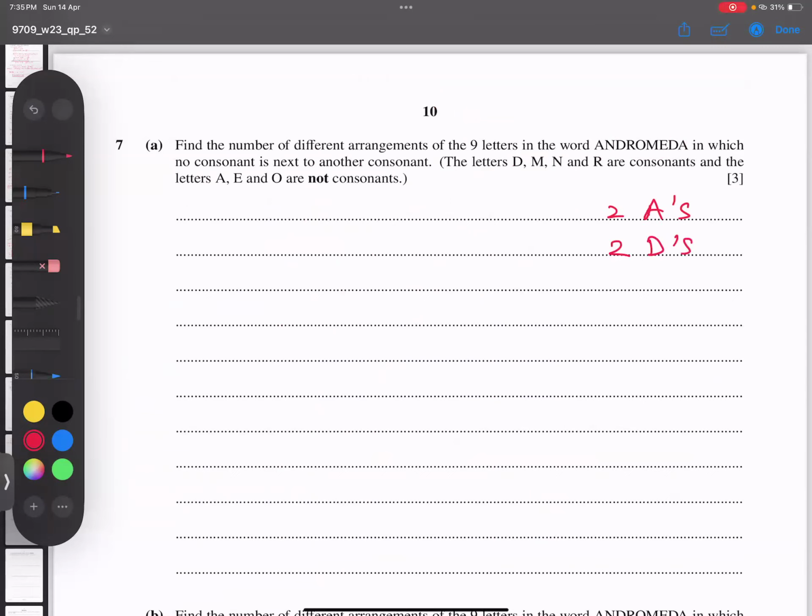Okay. One more thing. He says here in which no consonant is next to each other. Okay, consonant. What are consonants? Vowels are A, again A, O, E. So these are vowels. All right. So consonants are what? Consonants, if you see carefully, are D, M, N, R. But D is coming, I think, 2 times. Okay. So D is also a consonant.